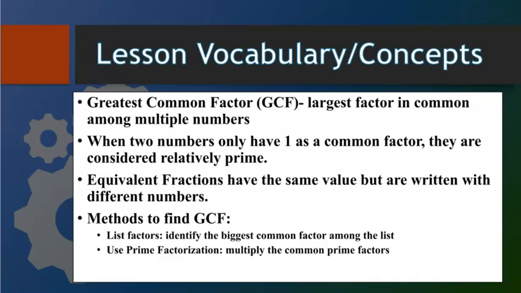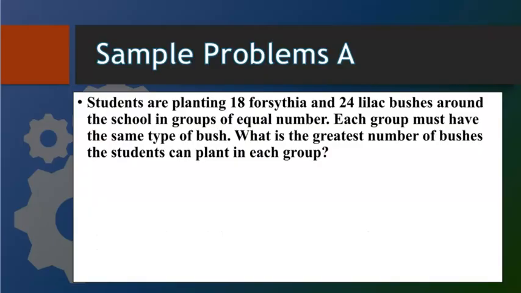Equivalent fractions have the same value but are written with different numbers. So in this video, we're going to be going through finding the greatest common factor and then reducing fractions with the greatest common factor. There are a couple ways that you can find the greatest common factor. First method is just listing factors, which means you're identifying the biggest common factor among the list. Or you can use prime factorization, where you're going to multiply the common prime factors. So let's take a look at our first example.